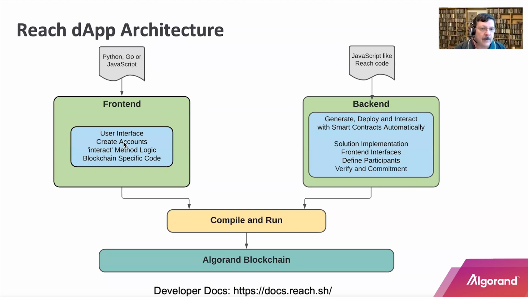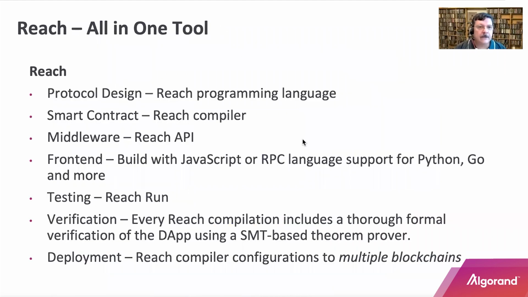And then you have the ability to create accounts here and the interact method logic, like I said, as well as any blockchain specific code. And then you compile and run that and deploy it out to the Algorand blockchain. And what's nice too is you can deploy to multiple blockchains as well, Ethereum and I think Conflux is another one. It's an all-in-one tool as opposed to other environments that require more than one tool to do all these different steps that are needed when you're doing a blockchain solution.